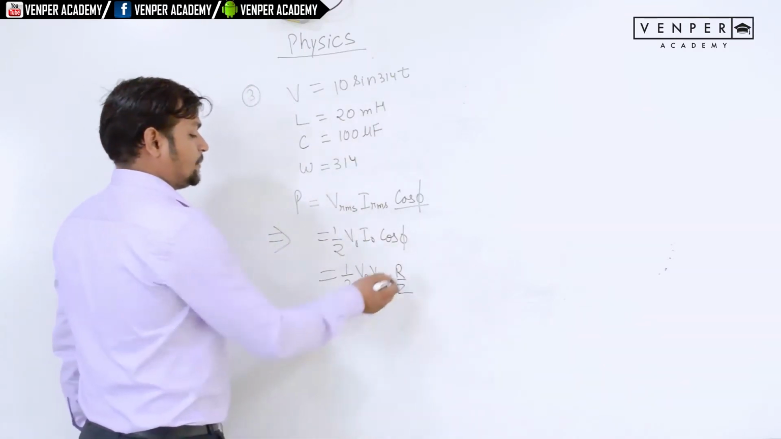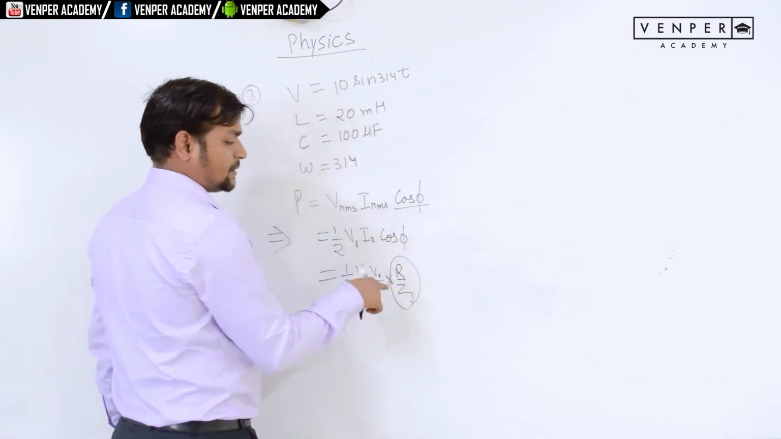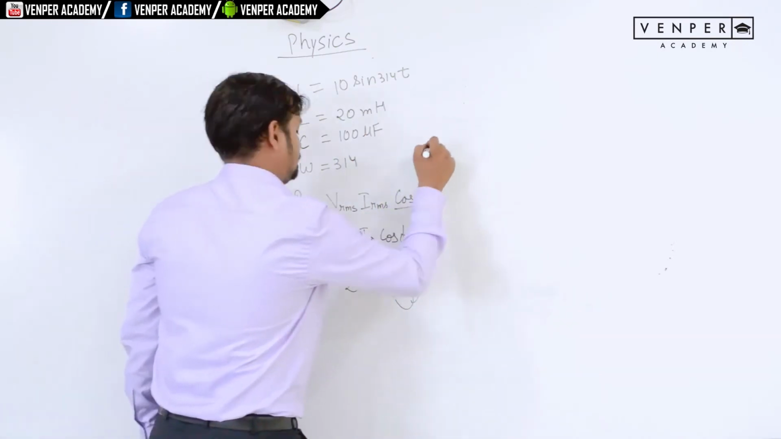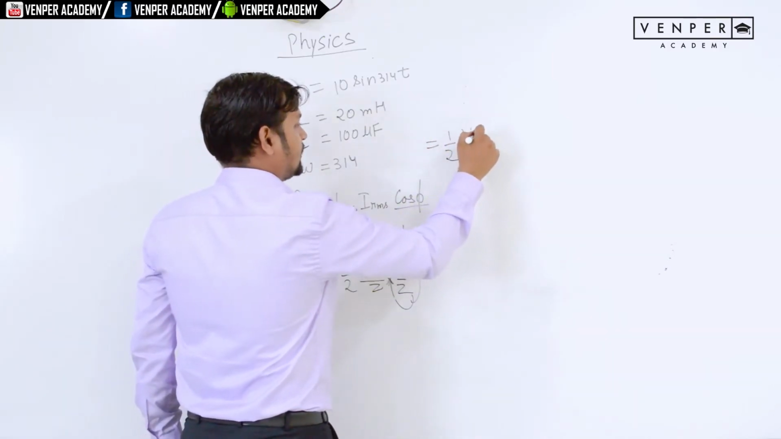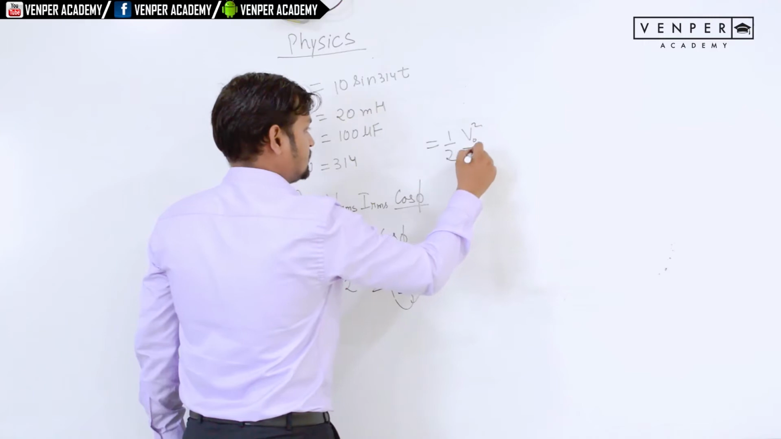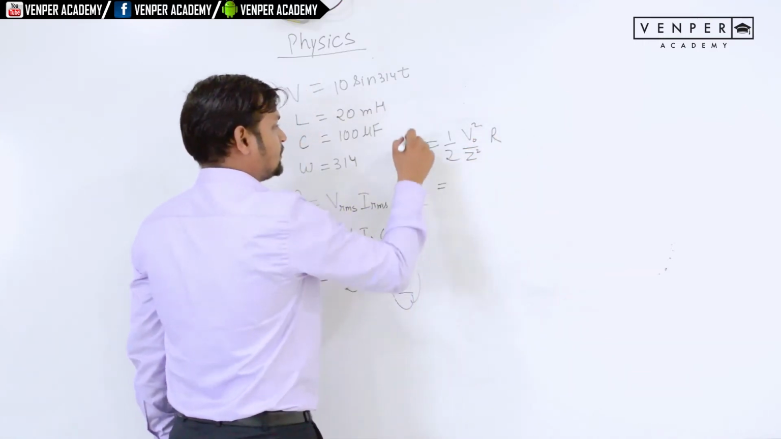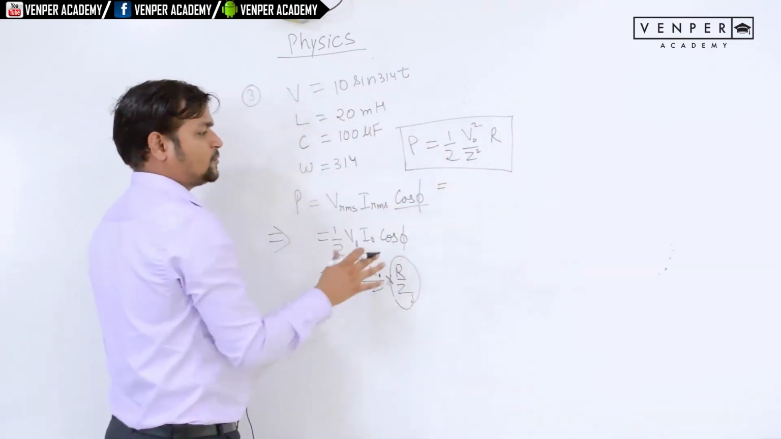Clear? Power factor means only that real part. Real part means the resistor part. So R upon Z. Now this value you can write as 1 upon 2 V naught square by Z square into R. Clear? So this is your power loss. Now you have to just put the values.